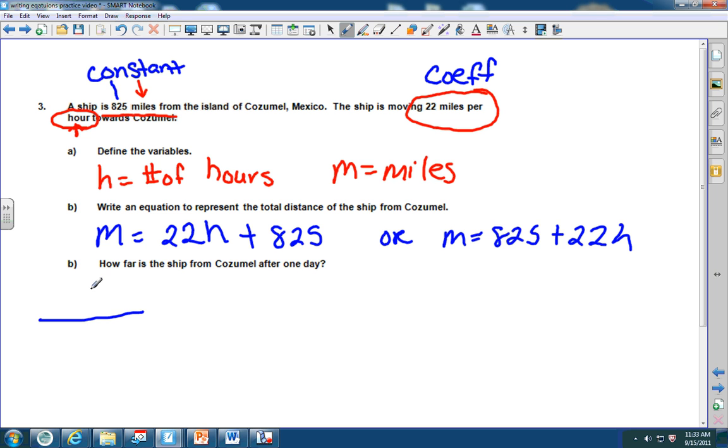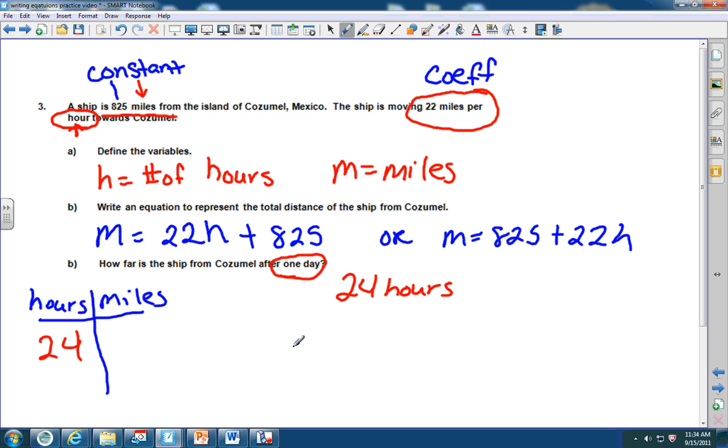All right, now it says, how far is a ship from Cozumel after 1 day? See, this is hours, and this is miles. You have to go and change this for 1 day. 1 day is 24 hours. So you would have to put 24 in there. I would have 22 times 24 plus 825.